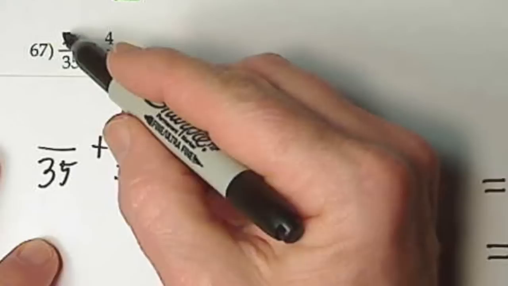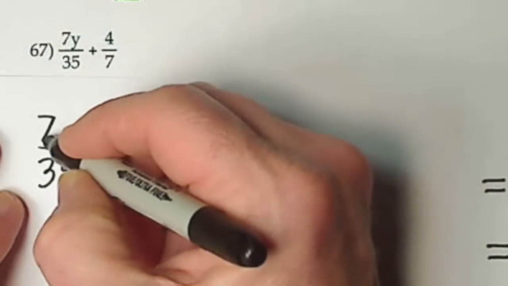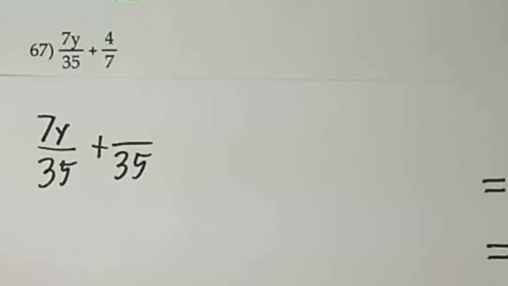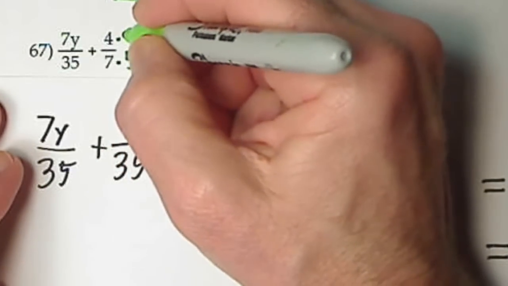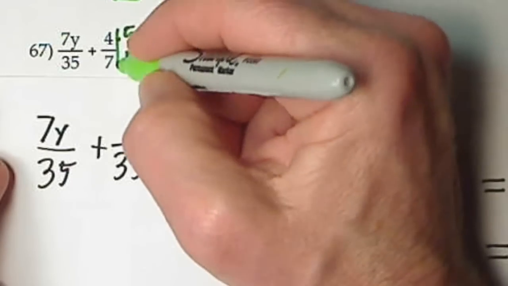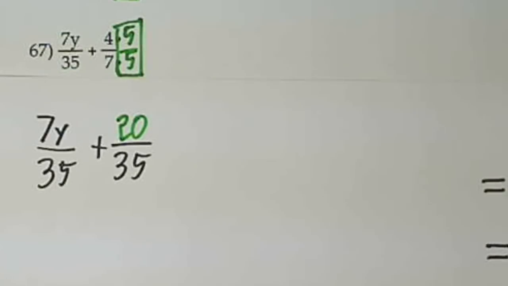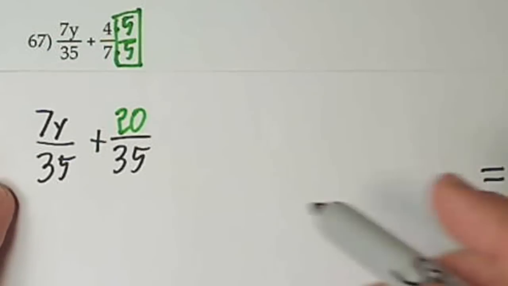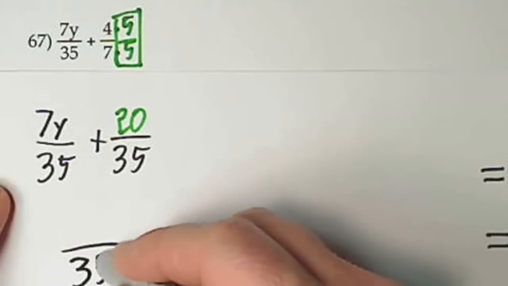Alright, this, nothing changed. I already had a 35, so I just keep my numerator, 7y. Here, but to get from 7 to 35, we had to multiply by 5, so we have to do the same to the numerator. Look at that funny looking 1. Okay, so there's our 20. And now we can add, sort of, because we have common denominators. Am I going to run out of room? No. So 35 is our denominator.